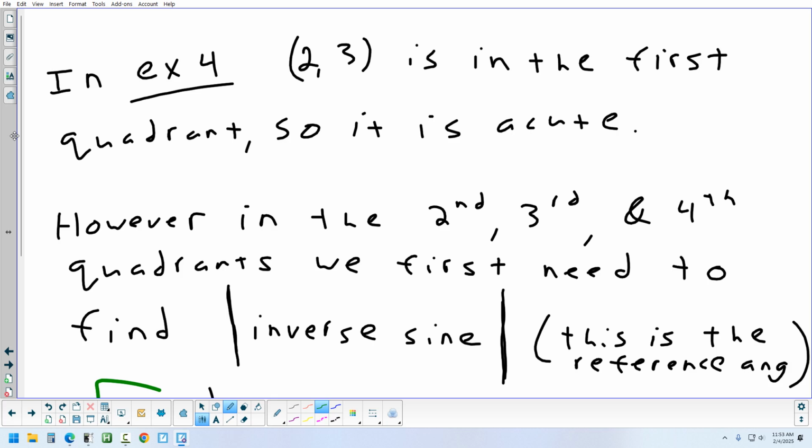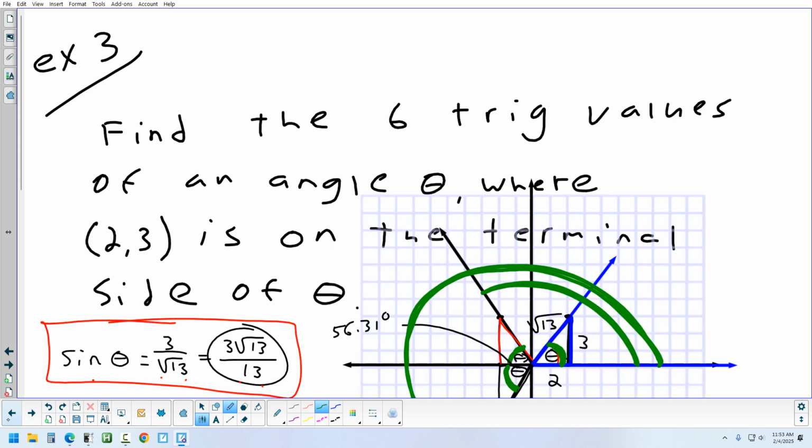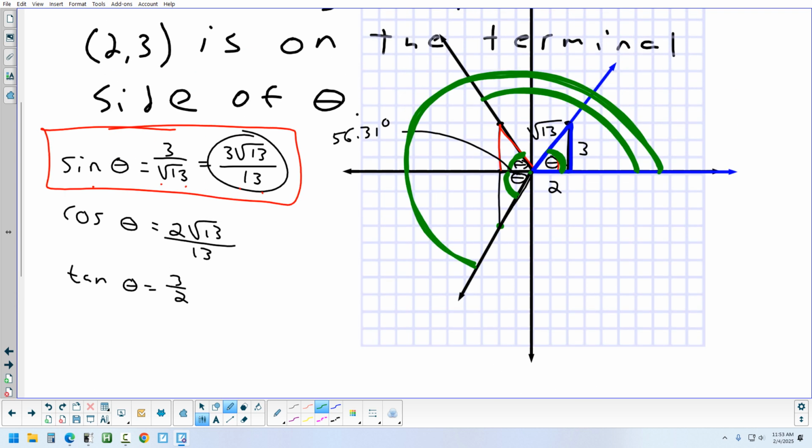But if you're in quadrants 2, 3, and 4, the first thing that you have to figure out is what is your reference angle. Okay? The reference angle is always the angle, if I drew the triangle here, that's kind of tucked in right there. It's the angle between the x-axis and the hypotenuse. So that's where it would be in quadrant 1, quadrant 2, 3, and 4.